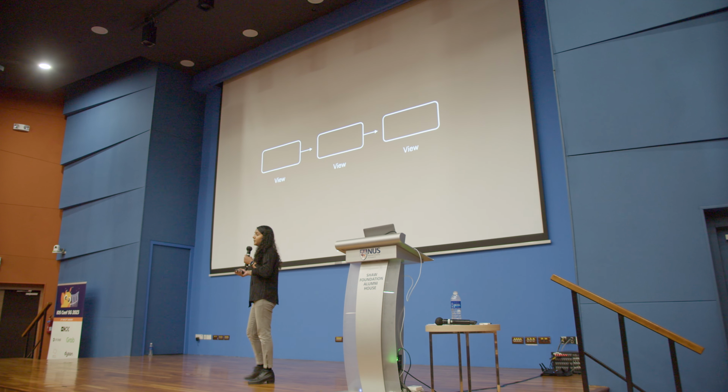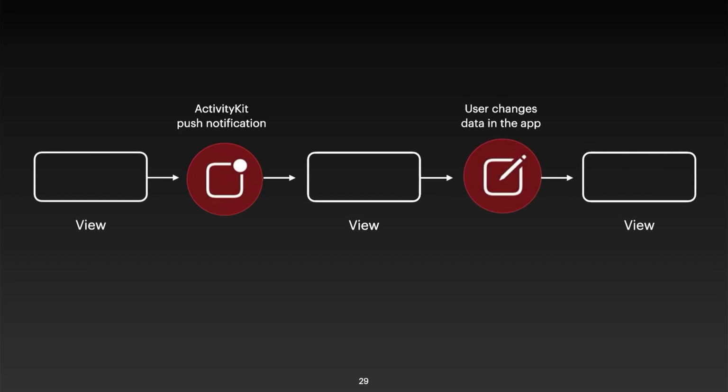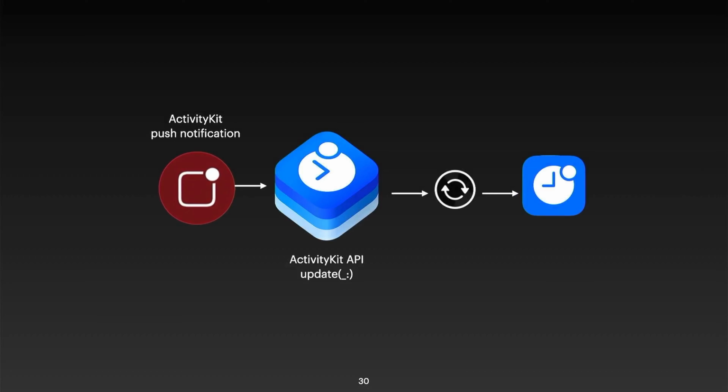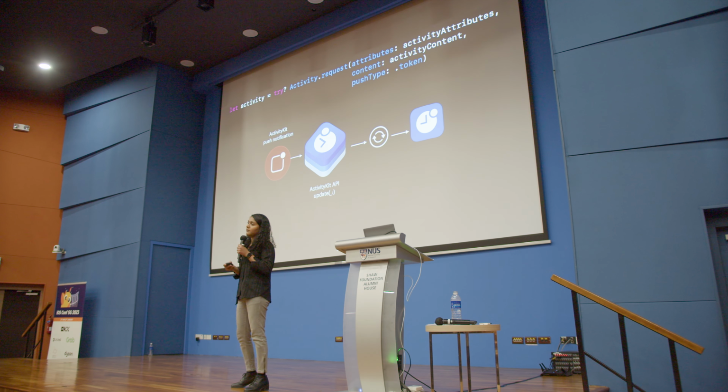Let's see what are the options we have to update our live activity. We can do so by providing ActivityKit push notifications, or when the user changes any content in the application, we can also update the live activity in that scenario. When we are trying to update our live activities with ActivityKit push notifications, we would need to request for a push token, which we can get at the time of starting the live activity by passing the push type as token. It might not be necessary that we immediately get a push token, so we can use push token updates asynchronous stream to track when we receive the push token.